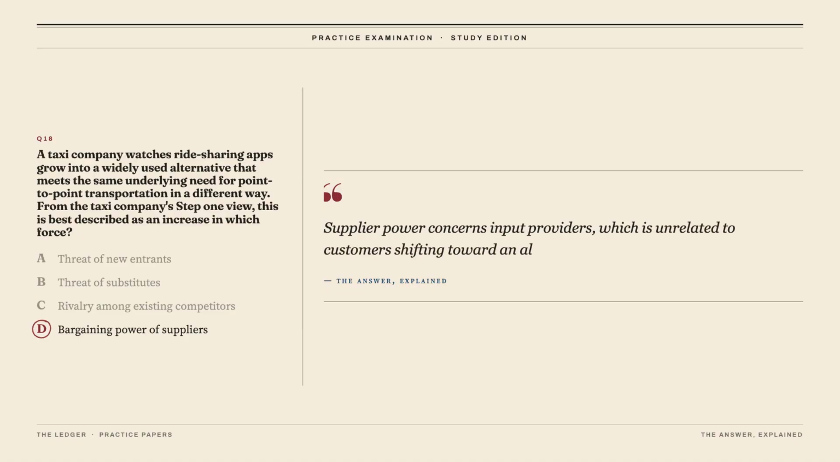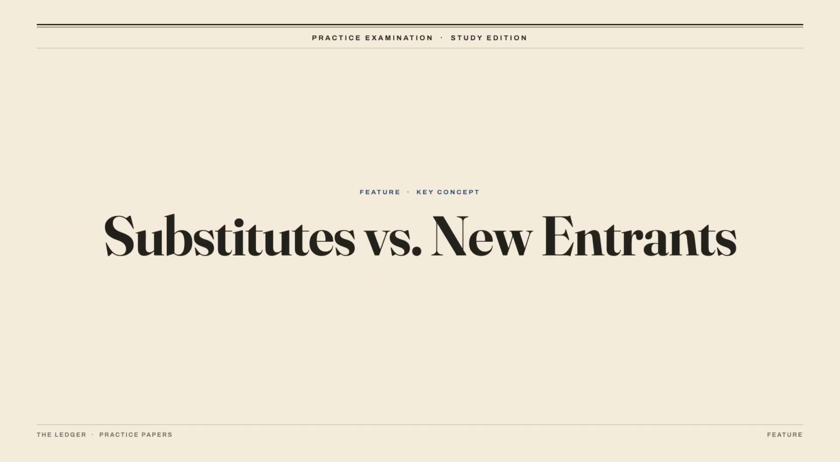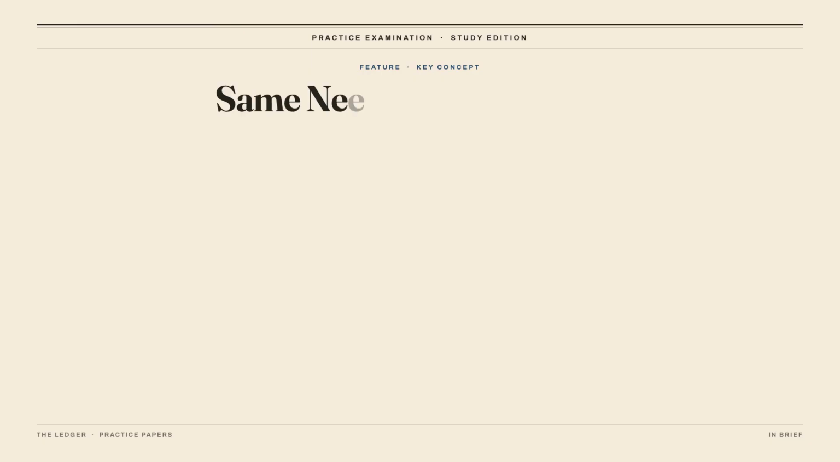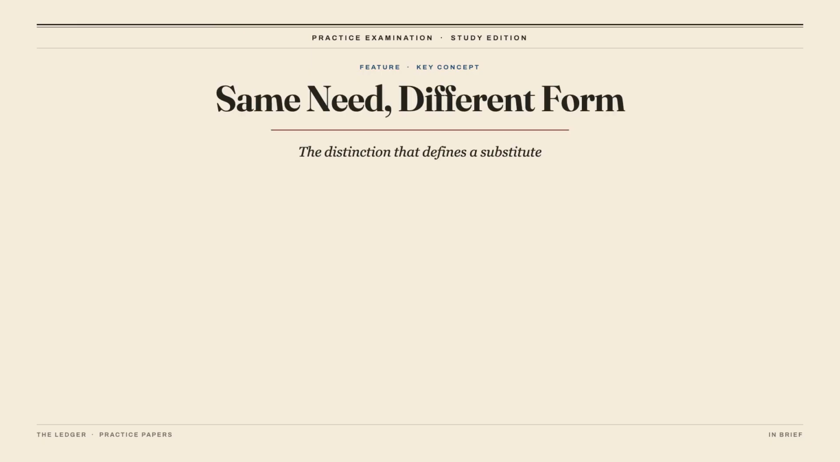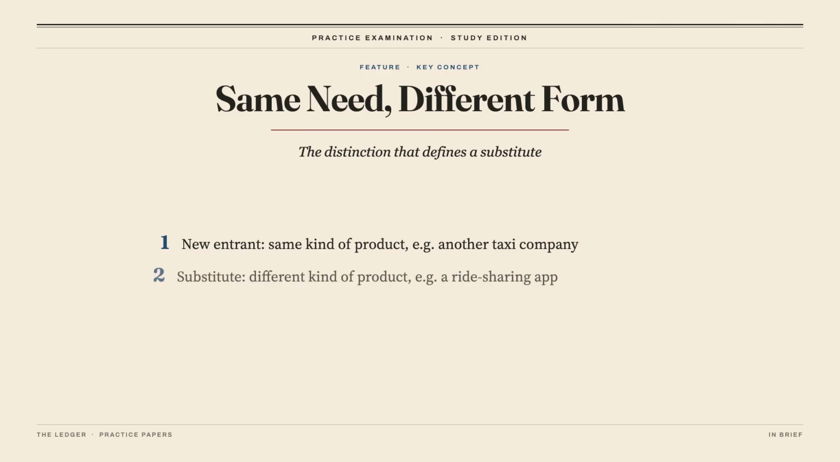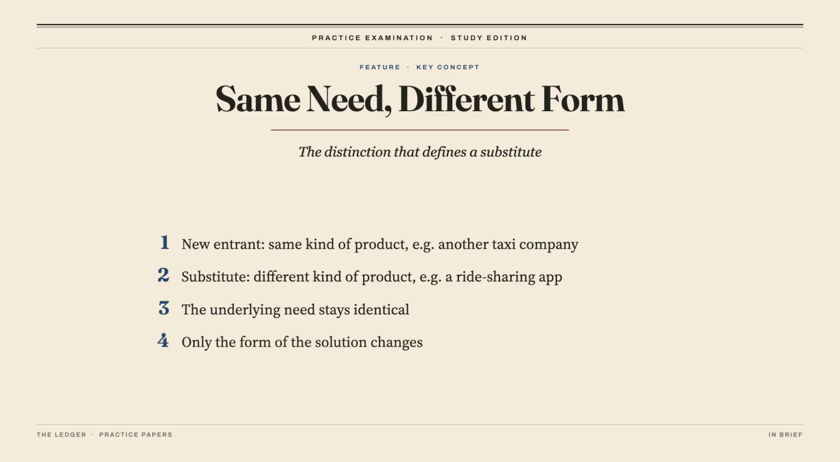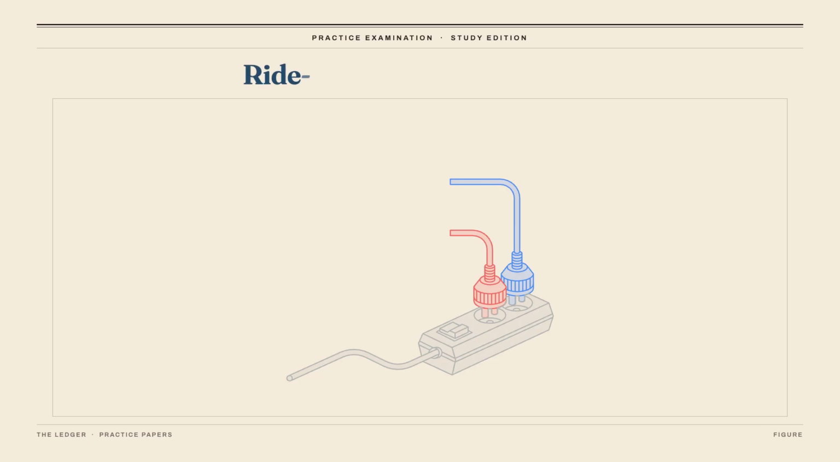The most useful thing to understand about the threat of substitutes is what separates it from a new entrant, because the two are constantly confused. A new entrant offers the same kind of product the industry already sells, like another taxi company. A substitute offers a different kind of product that meets the same underlying need, like a ride-sharing app. The need is identical, the form is different, and that difference is the whole concept.